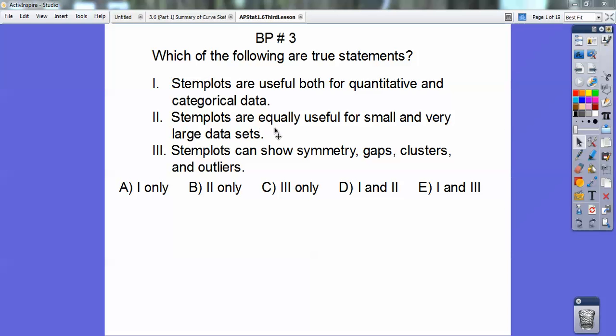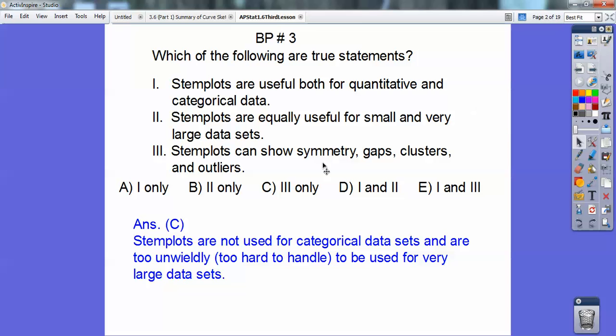Stem plots are equally useful for small and very large data sets. Stem plots are great, you guys, but if you had too large a data set, it would take too long to build and be set up for mistakes and everything. It's just too big, so they're for much smaller ones. Stem plots can show symmetry, gaps, clusters, and outliers. Yes, they can show all of that, you guys.